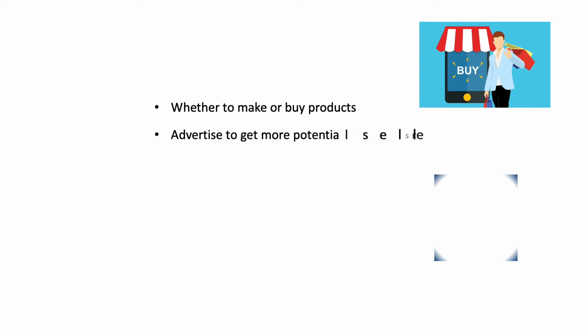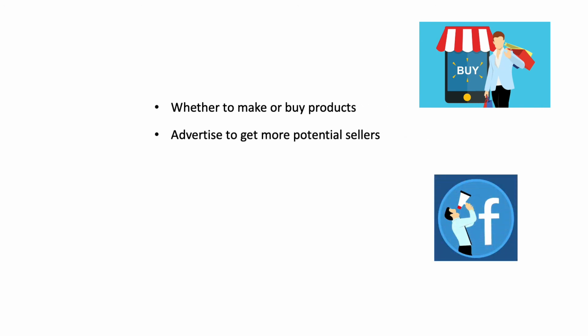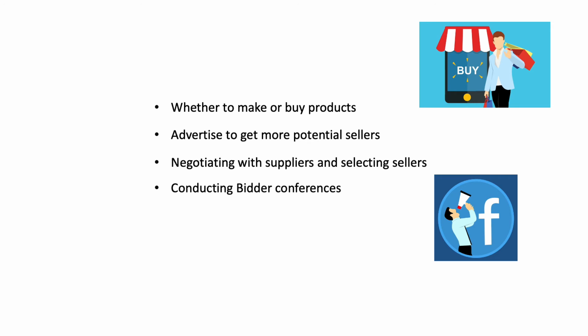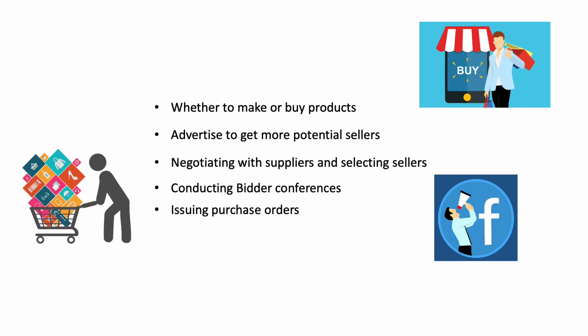Keeping in mind the above guidelines for conduct procurement management, the vendor should decide on the following things: whether to make or buy products, whether to advertise to get more potential sellers to increase the pool of proposals, negotiating with suppliers and selecting sellers, conducting bidder conferences before signing the contract, making sure that the agreement includes all terms and conditions that incorporate specifics, issuing purchase orders for the agreed goods and materials, receiving raw materials and goods.